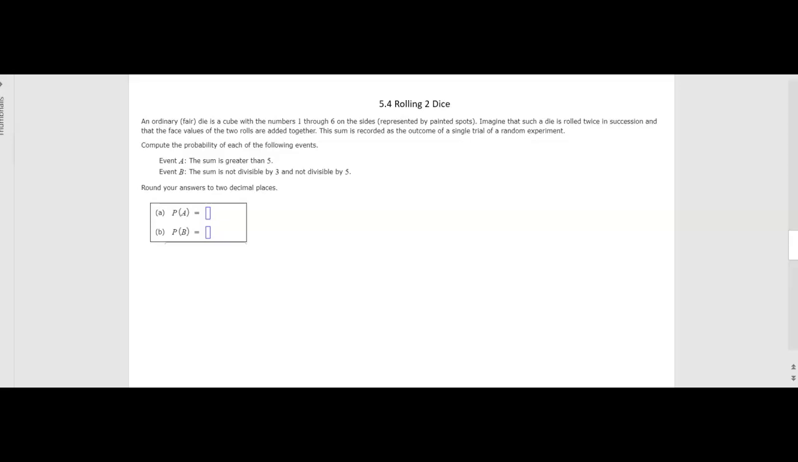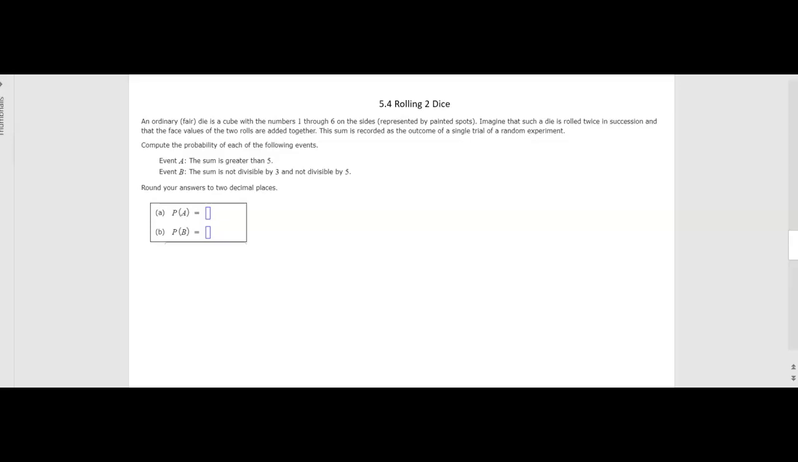Okay, so in these scenarios, we're rolling a fair die with numbers 1 through 6. So we're doing it twice, and then we're adding those two rolls together. So the sum of two rolls, you can think we could also just roll two dice at the same time, and we'd be adding those two dice together. Okay, so if we're doing that, we have to think.